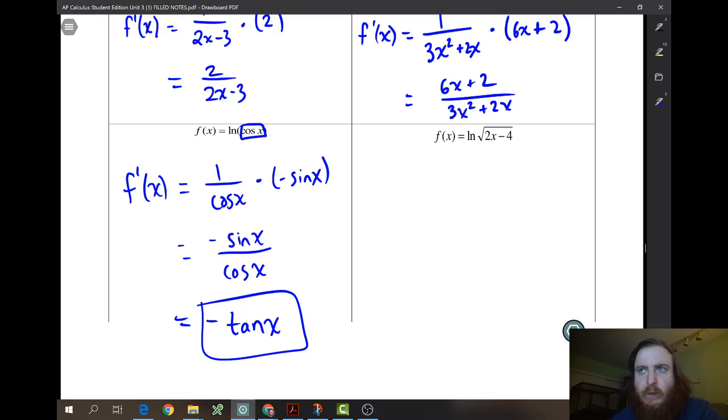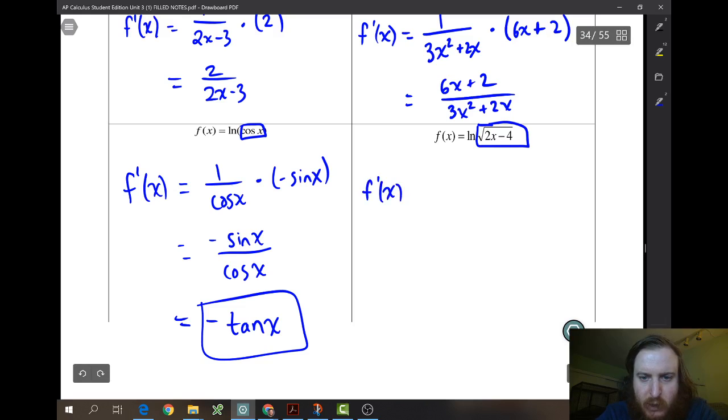All right, and our next one will have kind of a double chain. So this is ln of the entire box, which will be with the square root around it. With chain rule, we always start with the very outside function. The very outside function, or thing happening, is the ln. So we're going to write this as f prime of x equals 1 over square root. It's not 1 over 2 square root because we're doing ln. The derivative of ln is just 1 over that box. So 1 over square root of 2x minus 4.